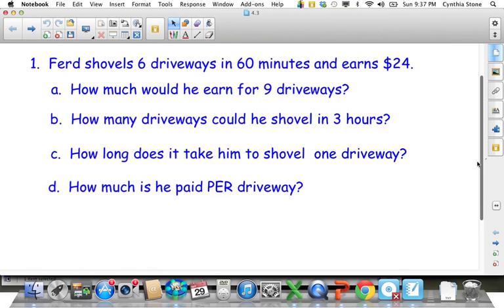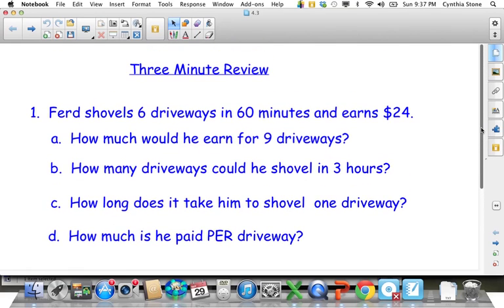So there's a few ratios in there, and in fact I can almost write that if I wanted to. I could call D driveways. Minutes could be, yeah, sure, how about time? And this would be money or earnings. How about E for earnings? Okay, so driveways, time, and earnings. So you can almost make a ratio of 6 to 60 to 24 or something like that. Noticing it all is also 60 minutes is 1 hour.